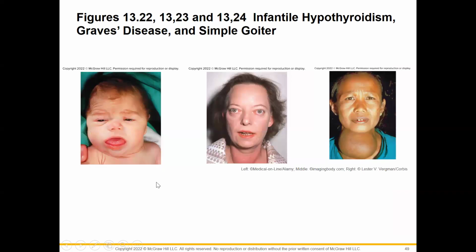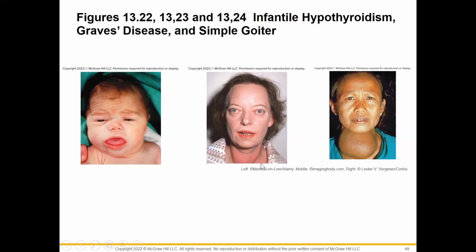So when you look at it, this is infantile hypothyroidism. So remember, you have the enlarged tongue. This baby has mental delay, mental disabilities because of the hypothyroidism that occurred in infancy. And all of these infants will have a very similar look.